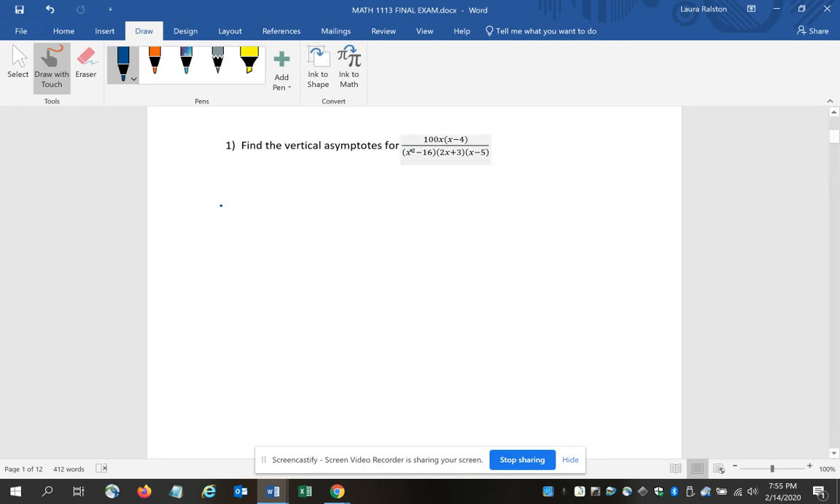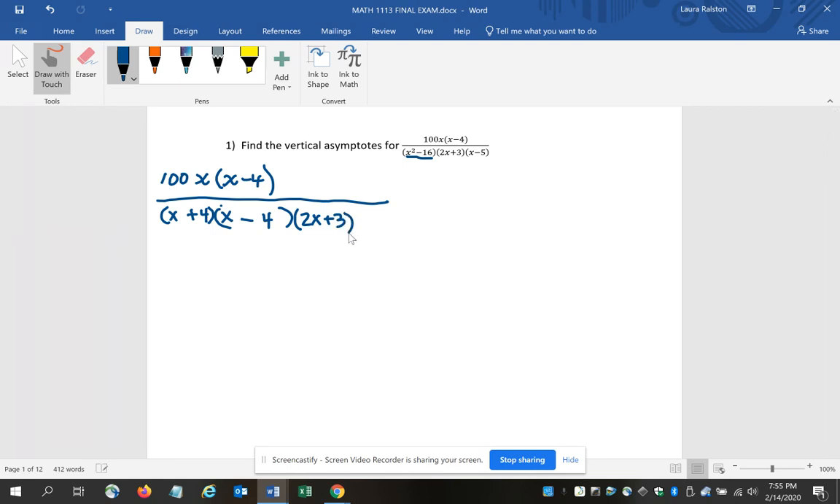because the quantity x squared minus 16 will factor. So I'm still going to have in the numerator 100x times x minus 4. I'm going to factor x squared minus 16. It is the difference of two squares. I would have x times x to get x squared, 4 times 4 to get 16. One is positive, one is negative. And I still have the quantity 2x plus 3 in the denominator and x minus 5 in the denominator.